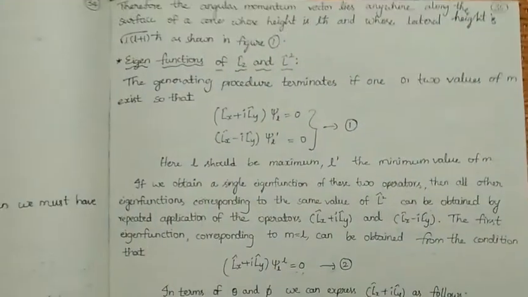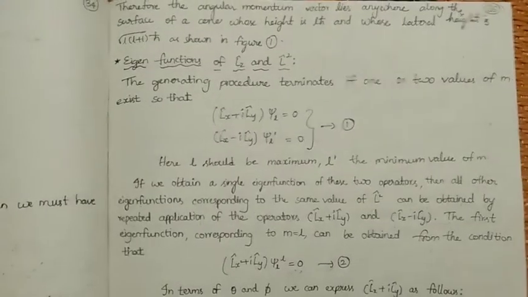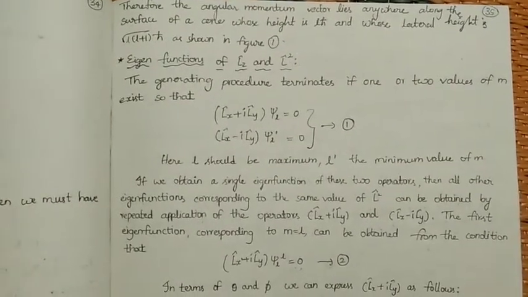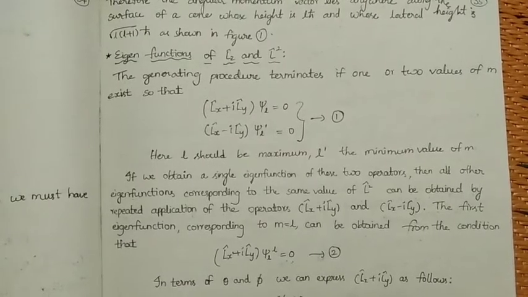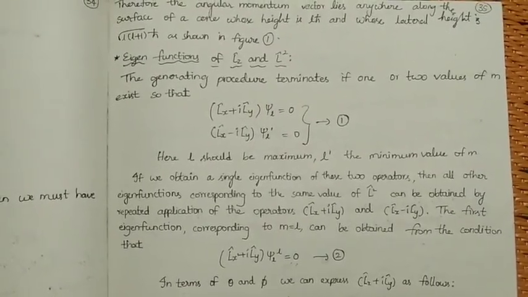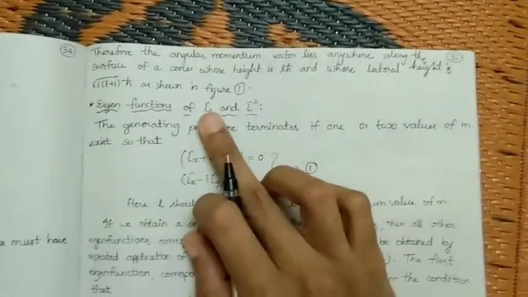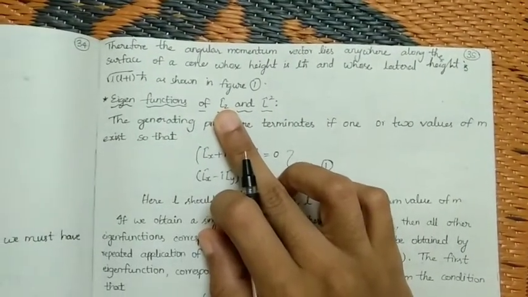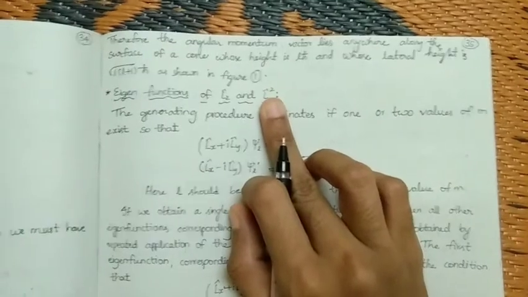suppose the L value is 2, that is, if the azimuthal quantum number L is 2, then we have 5 possible m values, that is 2l plus 1, 2 into 2 plus 1, 4 plus 1, 5, that is minus 2, minus 1, 0, 1, 2, like that. So Lz has eigenvalue m h cut and L square has L into L plus 1 h cut square.